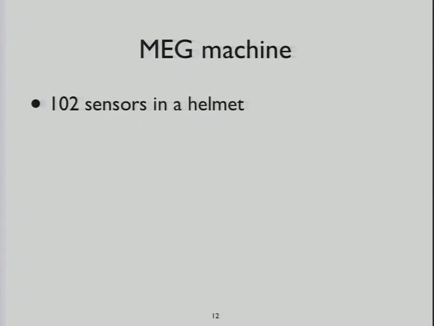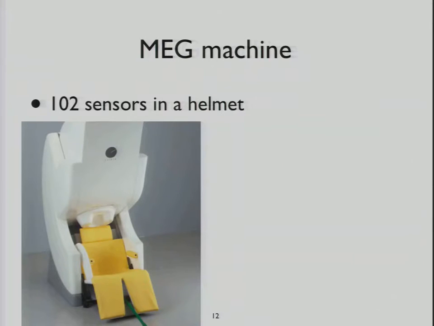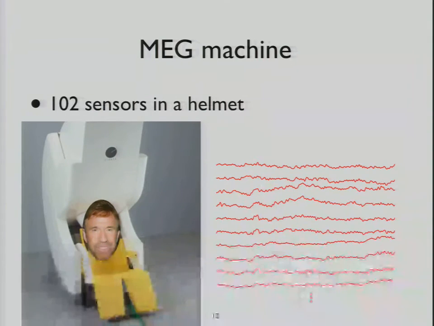So a MEG machine is 102 sensors in a helmet, and this helmet is actually really big. It's so big that you don't put on the helmet, the helmet puts on you. So you're sitting in the helmet, and out comes 102 time series of the activity of your neurons as you read the words.